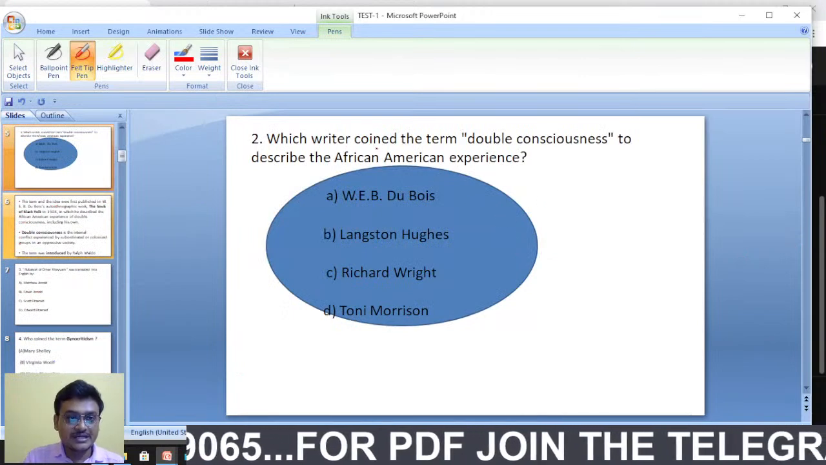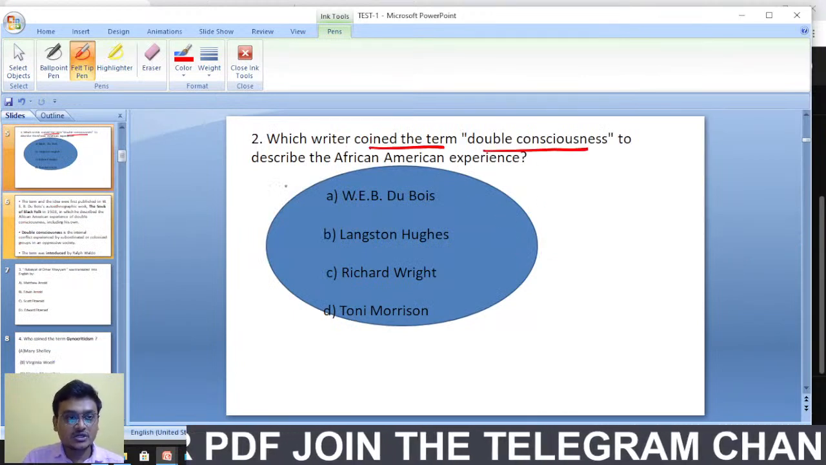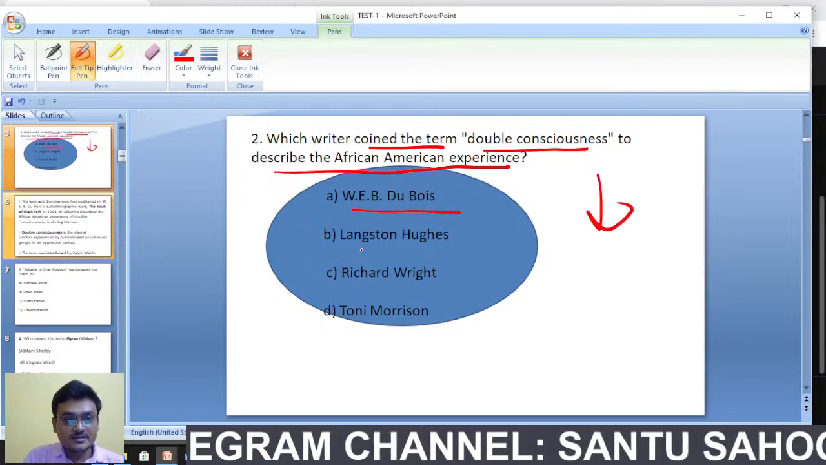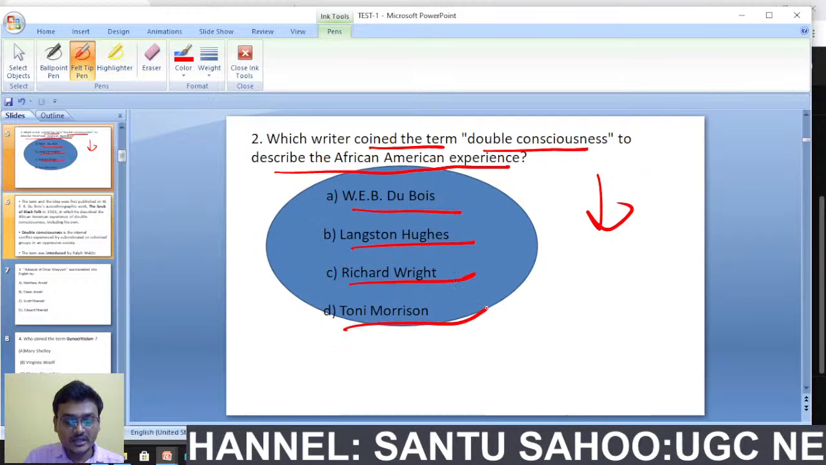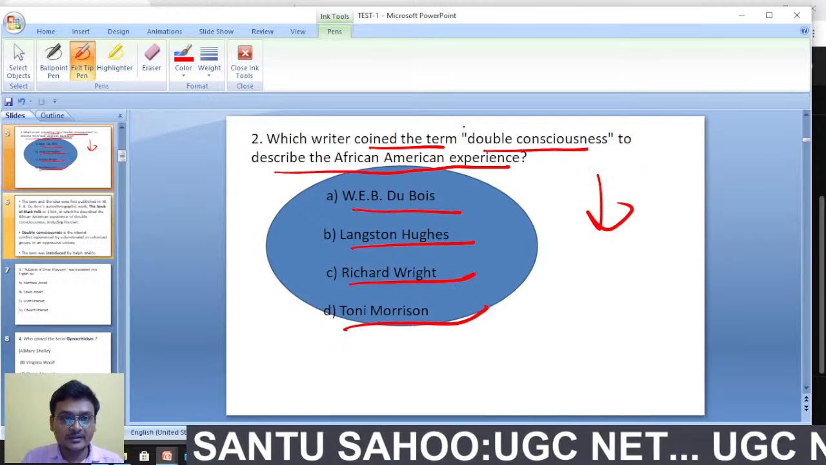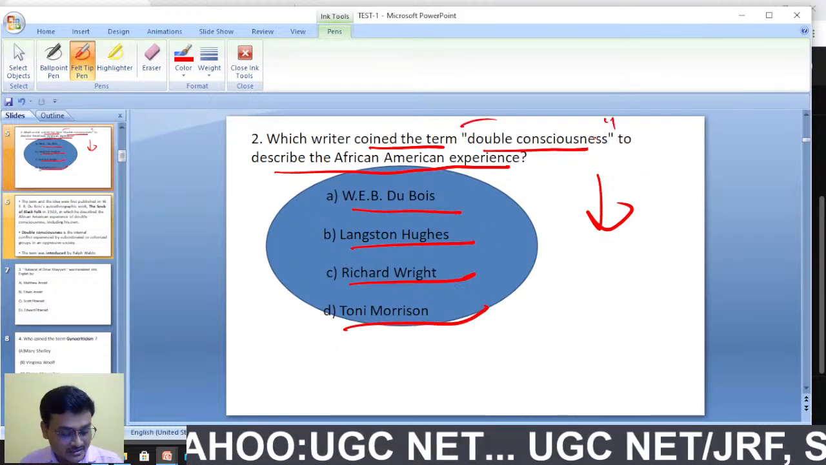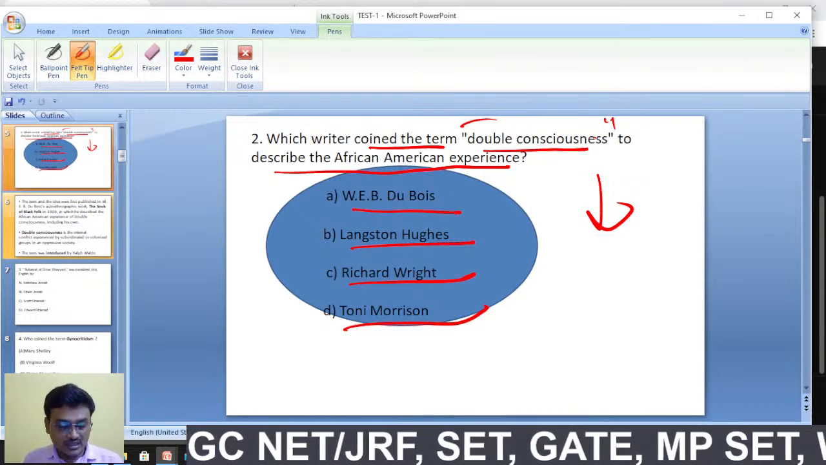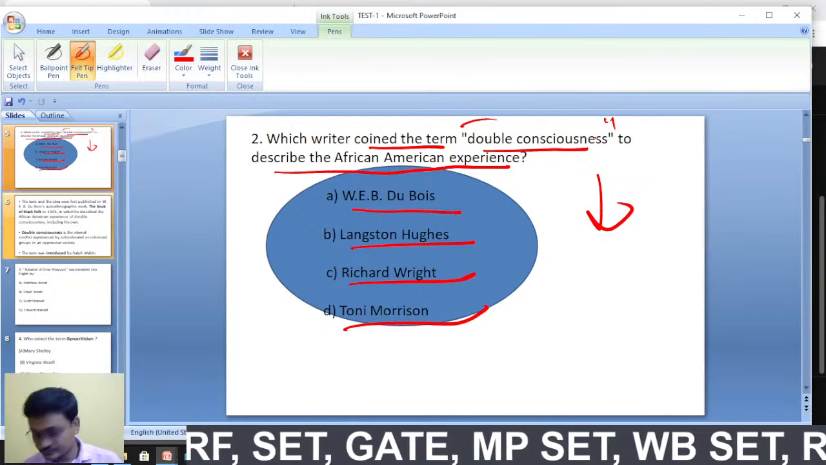Next question. Which writer coined the term double consciousness to describe the African American experience? W.E.B. Du Bois, Langston Hughes, Richard Wright, or Toni Morrison? Who has coined the term double consciousness?